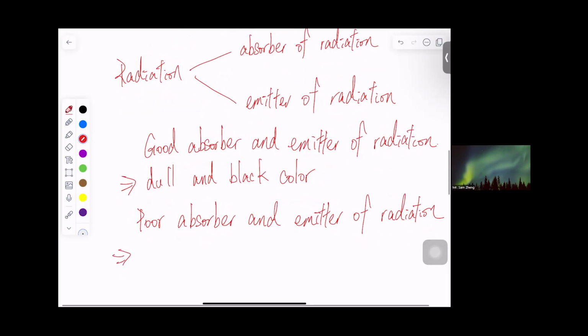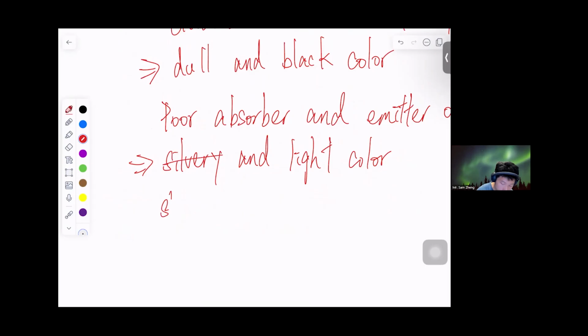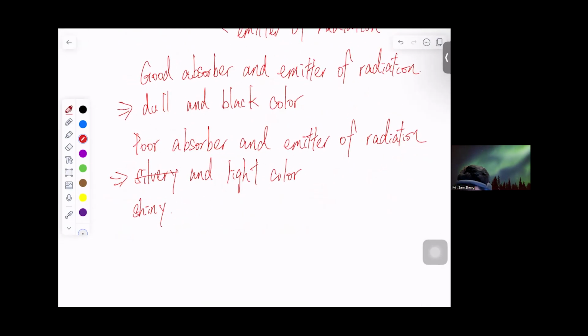It would be silvery or light. Or maybe you can use another term rather than silvery. We maybe use shiny. Shiny and light colored object. So basically, we will use the color to determine whether it is a good absorber or a poor absorber and emitter of radiation.